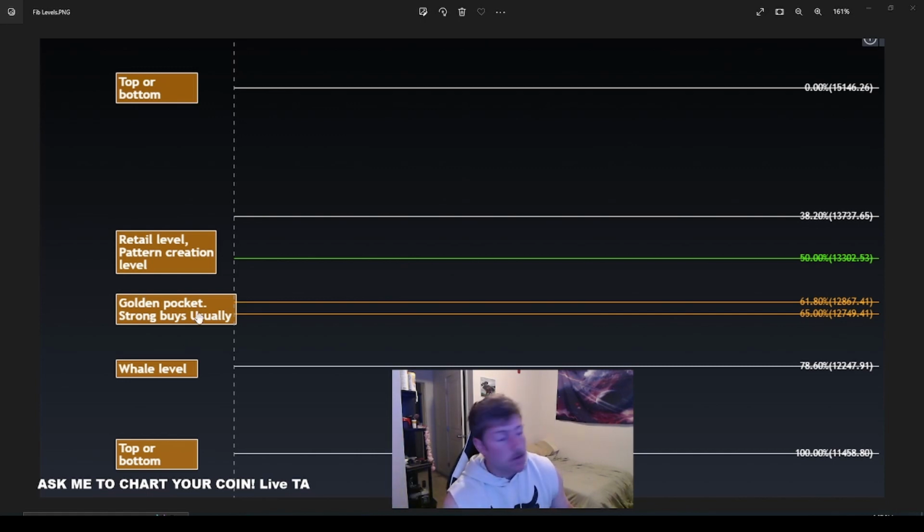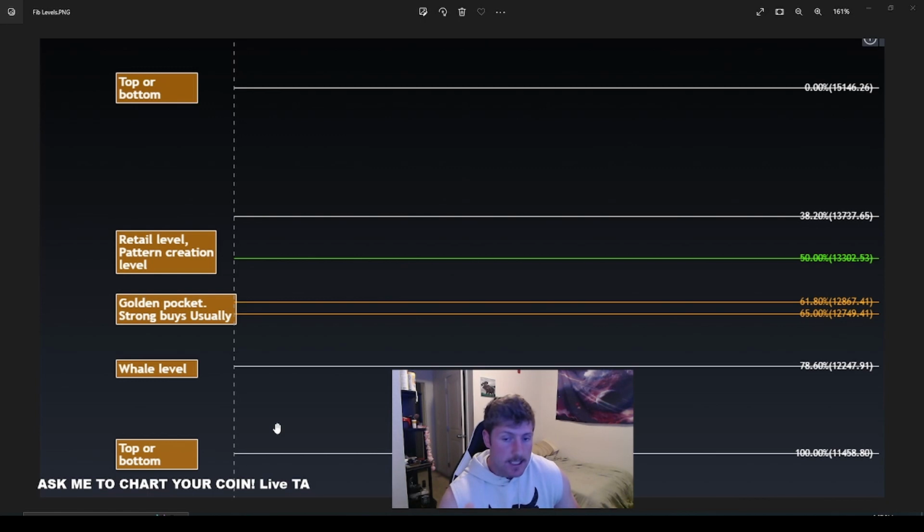My favorite level, the 78.6, I call this the whale level, right? And again, there's a bunch of examples I will show you, but the whale level is my favorite level, especially using leverage. If you're not using leverage, don't worry about it. I typically use leverage because this right here is a dead cat bounce area, as you could say.